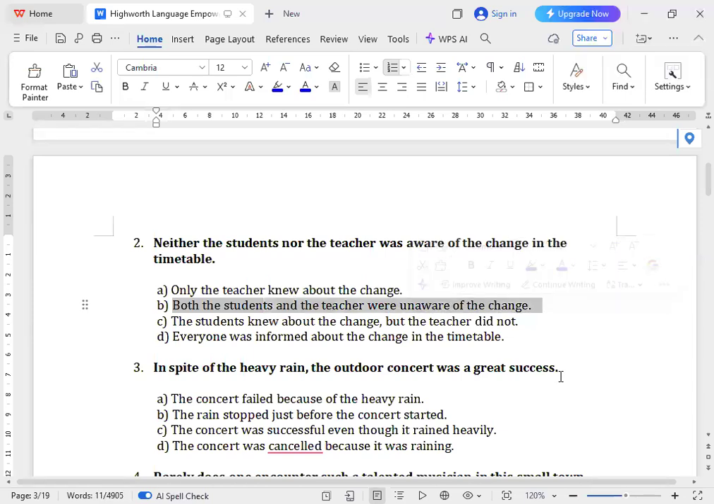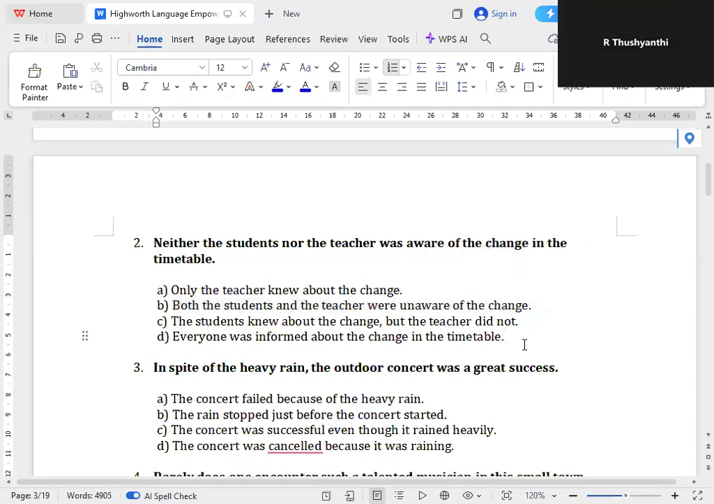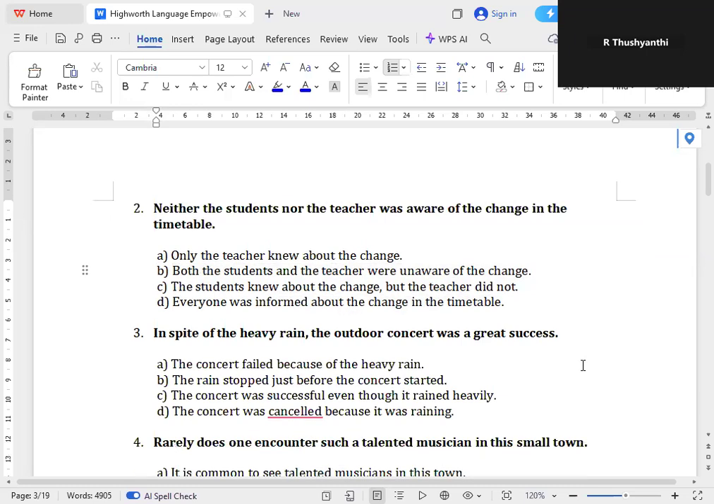Both the students and the teacher were unaware of the change. C, the students knew about the change, but the teacher didn't. So this is wrong. Everyone was informed about the change in the timetable. That's also incorrect. So B is the right answer for the sentence.